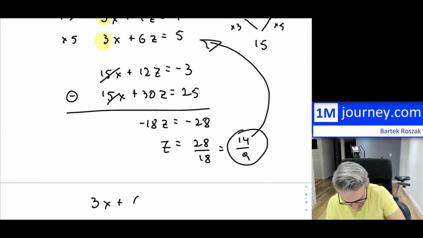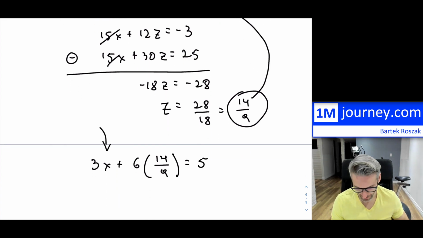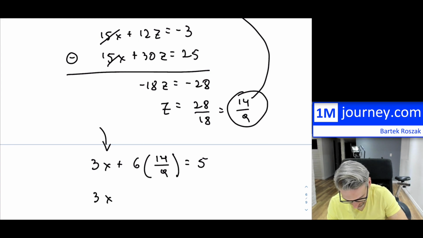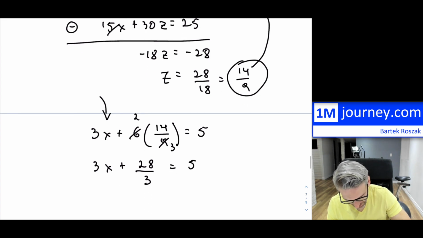So 3x plus 6 times 14 over 9 equals 5. Now you have to solve for x. All right, so it does become annoying. Within here, actually 9 and 6, I'm going to reduce this. Divided by 3, so it's going to be 3, divided by 3, so that's going to be 2. So this is actually 2, and this is going to be 3. So 2 times 14, so that's 28 over 3 equals 5. So bring this over.